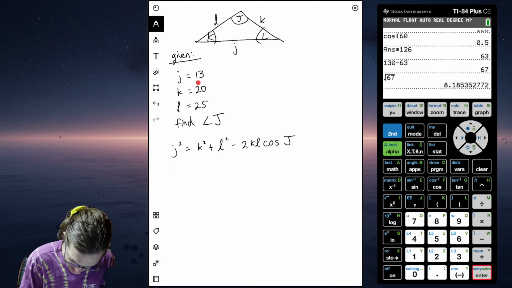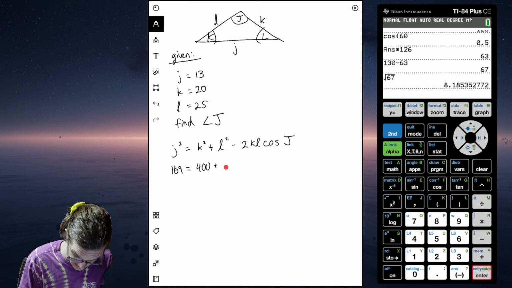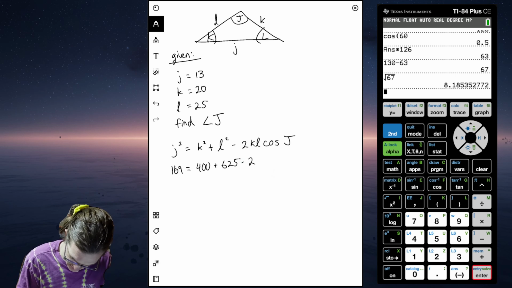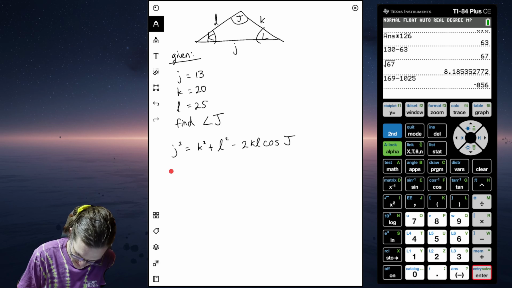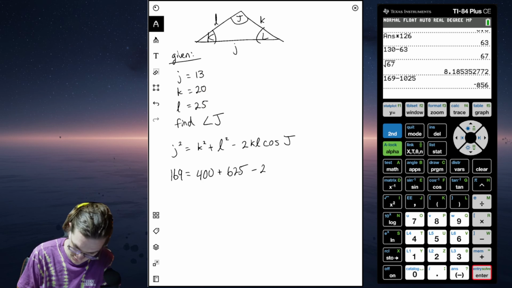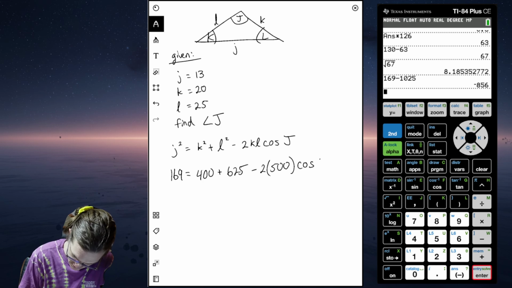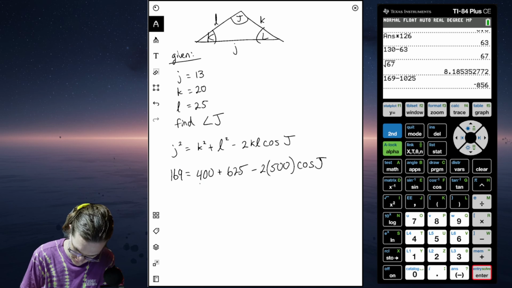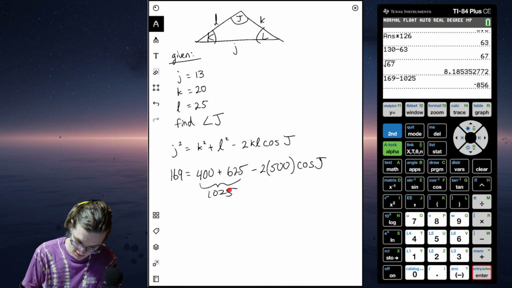And plugging things in, 13 squared is 169. 20 squared is 400. 25 squared is 625 minus 2 times 20 times 25. Well, let's see. 2 times 25 would be 50. So 20 times 25 is 500. 500 cosine of J. Okay. And then what is it? This is 1025. I'll subtract it from both sides.